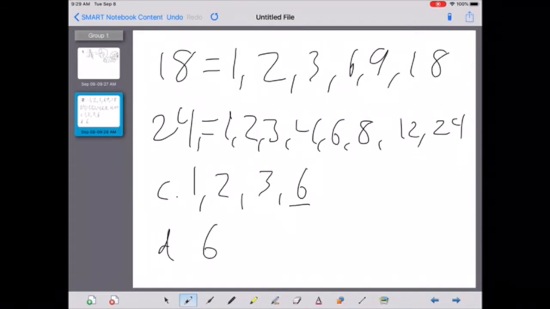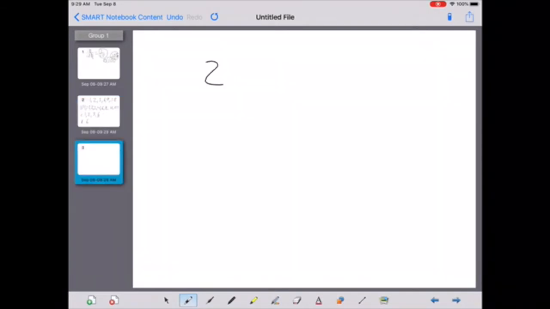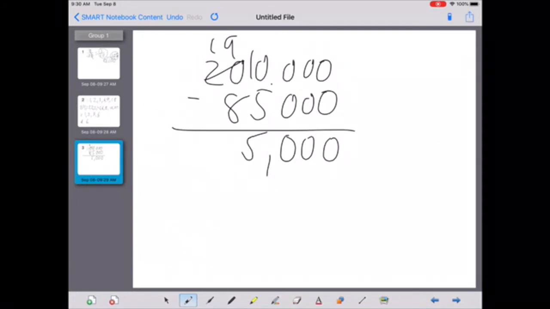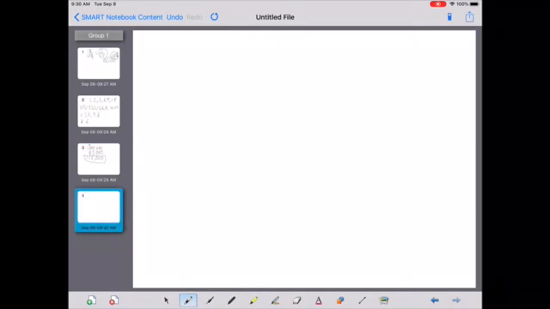Number 11, find the value of each variable. Missing something in addition, I subtract 200,000 minus 85,000. Zeros come straight down. This becomes 1910. That's a 5, 1, 1, 115,000.